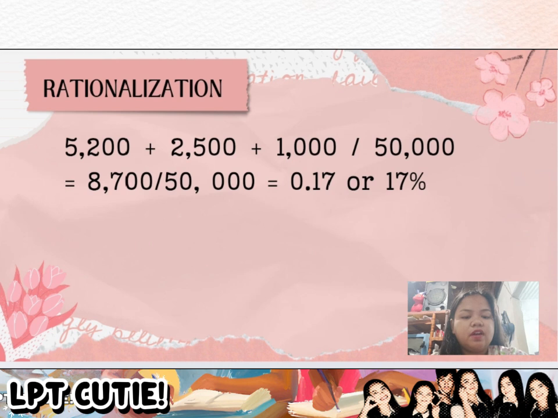So 8,700 divided by 50,000, we have 0.17. Since the choices are in percentage, we are going to convert the decimal into percent. So 0.17, if we convert this into percent, we have 17%. So the correct answer of number 15 is letter B, 17%.